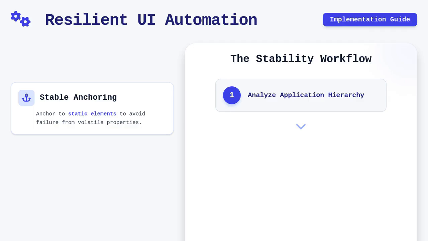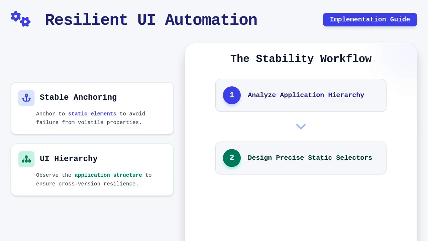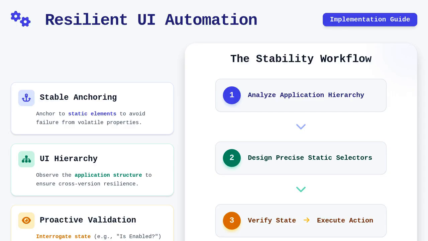Remember that each interaction with a UI control is an opportunity to introduce either stability through precise selector design or fragility through reliance on volatile properties. Focus on creating flows that interrogate the state of the interface before attempting an interaction, such as waiting for a button to become enabled before asserting a click. This proactive approach will save you countless hours of troubleshooting and debugging as your automation library grows and your project requirements become more sophisticated.